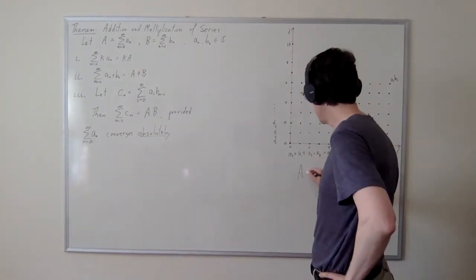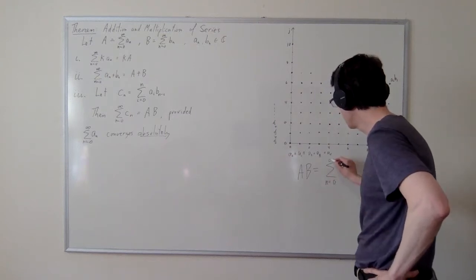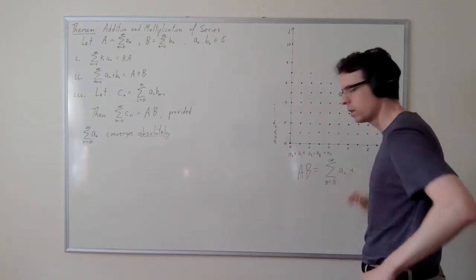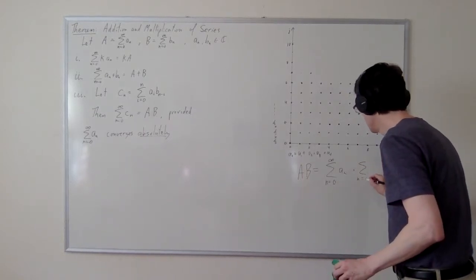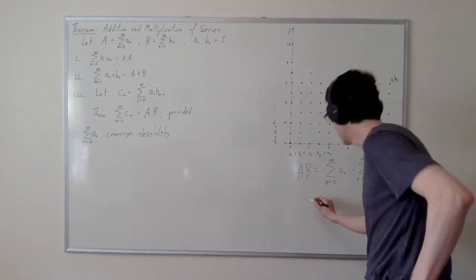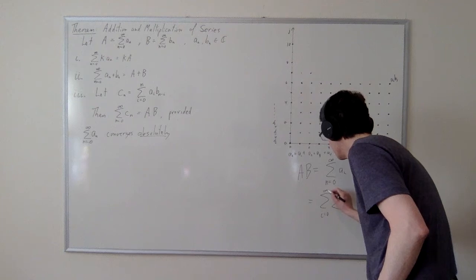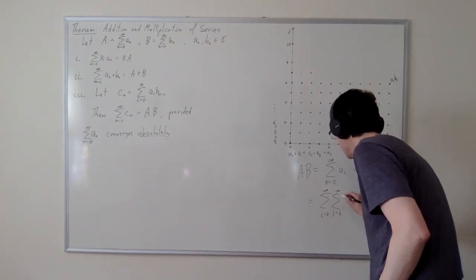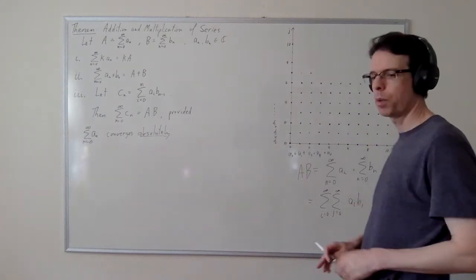And so A times B, in a sense, is the summation n equals 0 to infinity of a_n, times the summation n equals 0 to infinity of b_n. And when we combine this, we will effectively get a double sum, i equals 0 to infinity, j equals 0 to infinity of a_i b_j, a product of every possible pair.